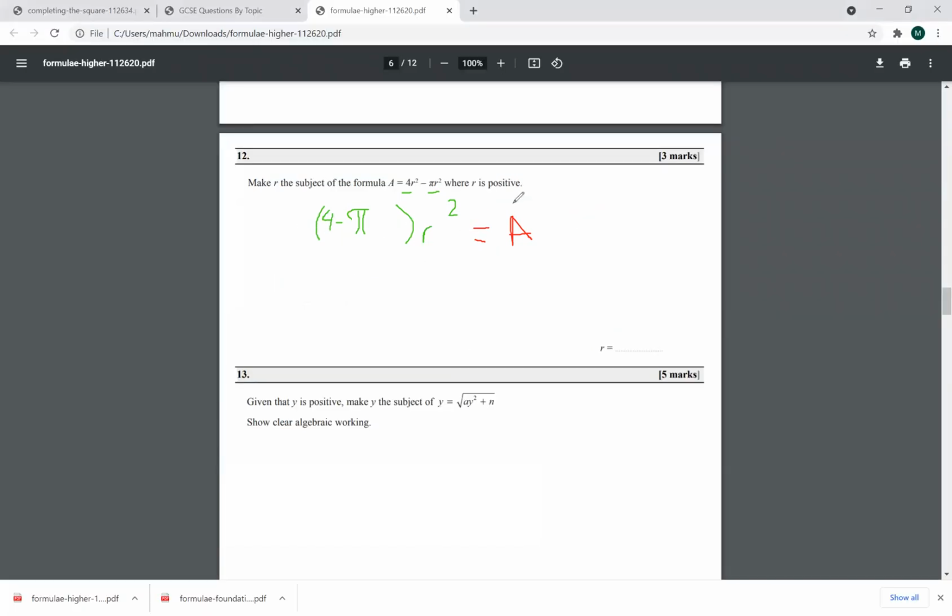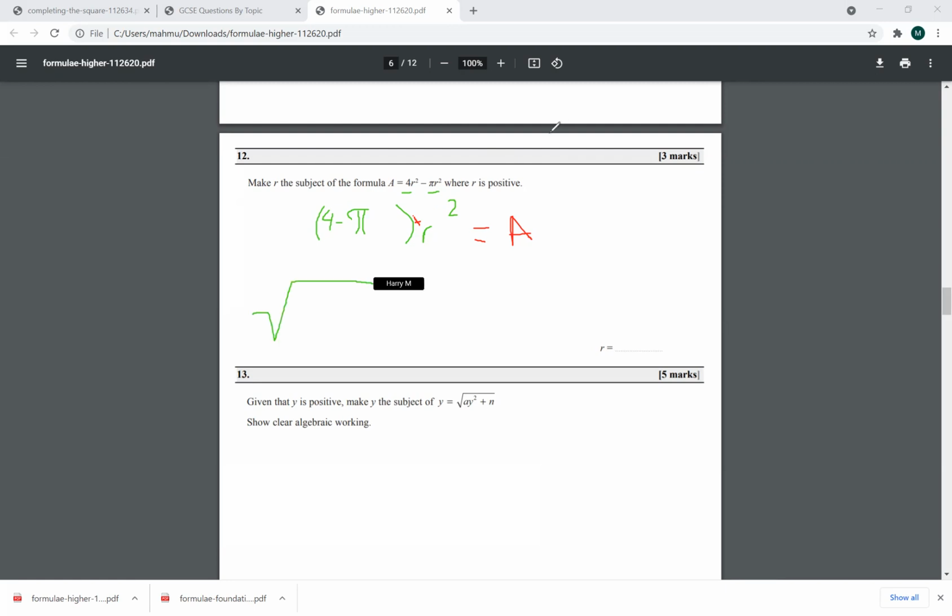Okay, if it's a square root, we have to cancel out the square root. What do we do to cancel out the square root? Because remember, this is getting times here. 4 minus pi times R squared equals A. So how will we cancel out the square root? We can cancel the square with a square root. Yes. So how will you cancel it? Show me.